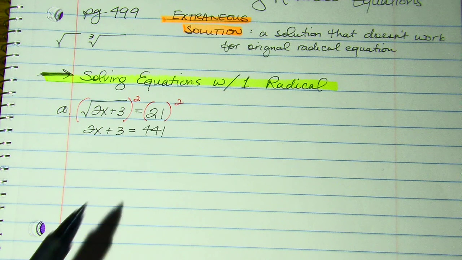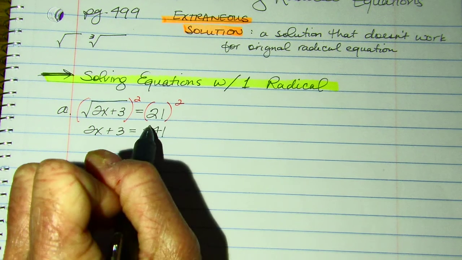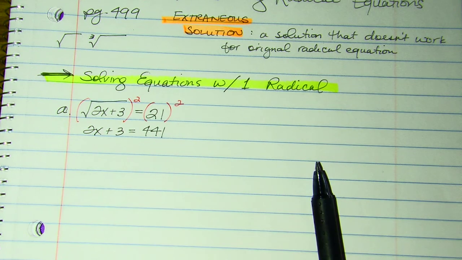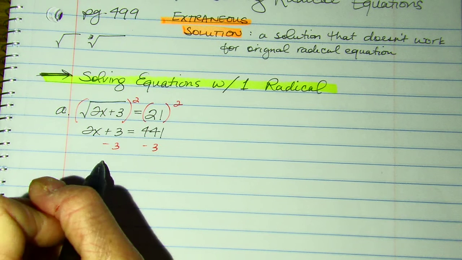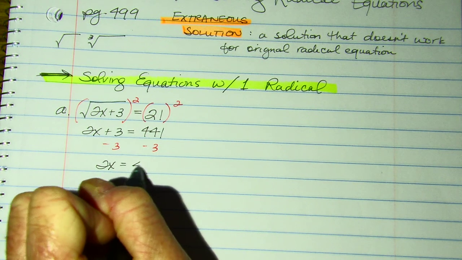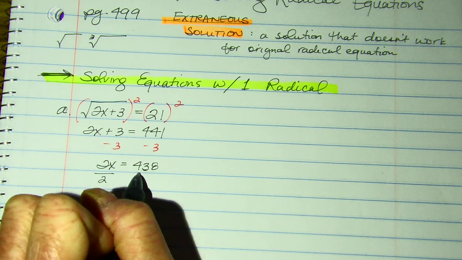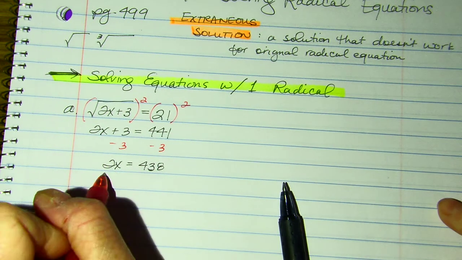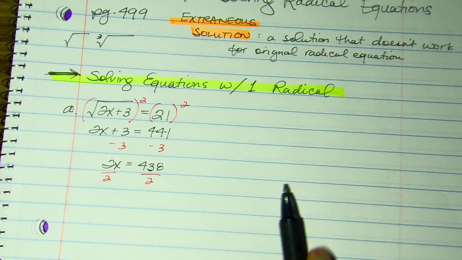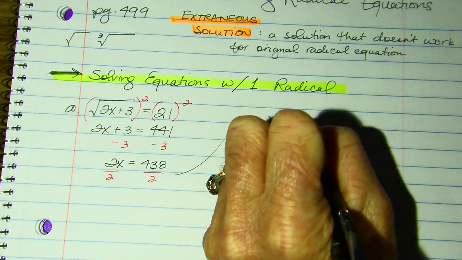To solve for x, you can think in your head, 2 times what number plus 3 is 441, or the inverse of adding 3 is to subtract. I'm left with 2x equals 438. Then to solve, we divide by 2. I've kept all my solving in red, and I'm going to write my solution up here. If I divide, I get x equals 219.